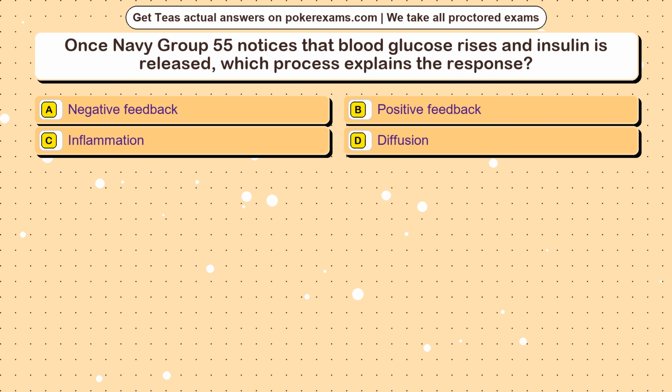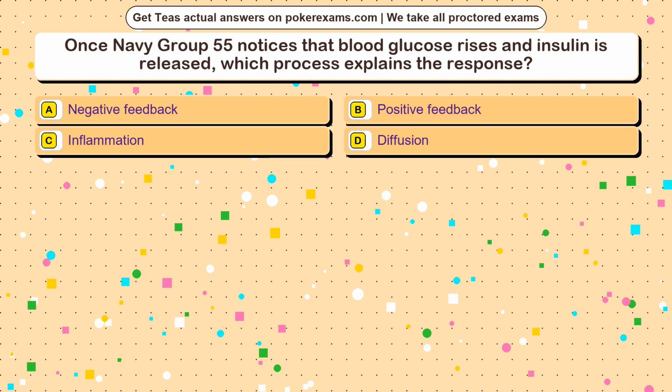Question 17. Once Navy Group 55 notices that blood glucose rises and insulin is released, which process explains the response? Option A, negative feedback. Option B, positive feedback. Option C, inflammation. Option D, diffusion.